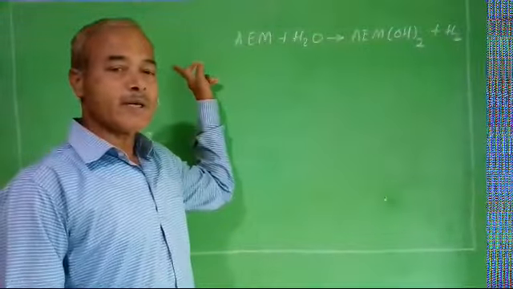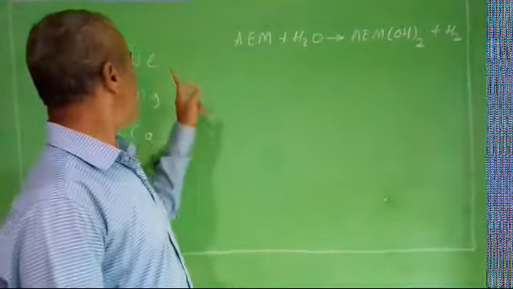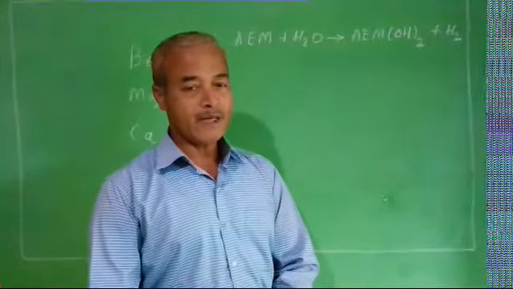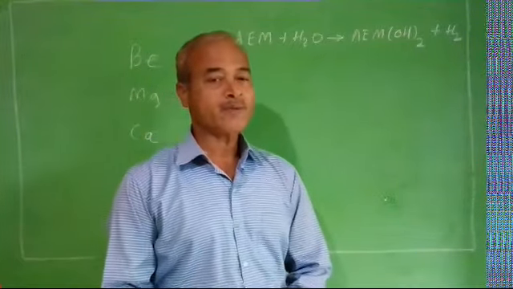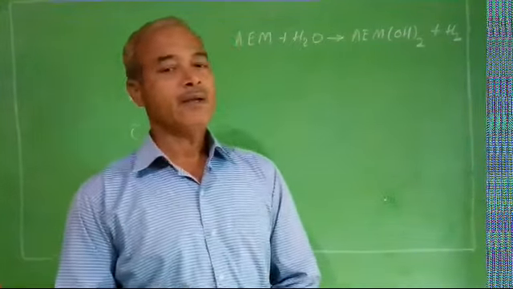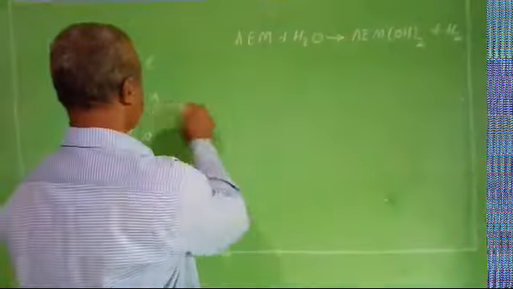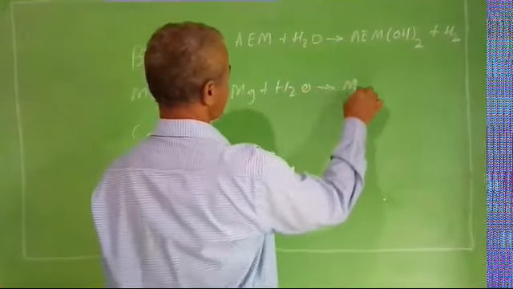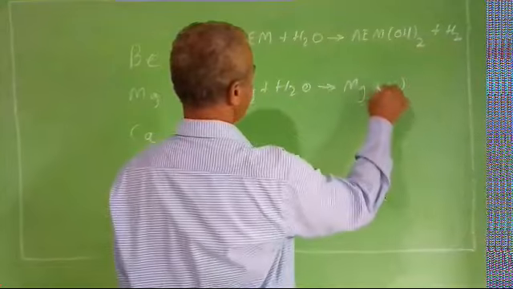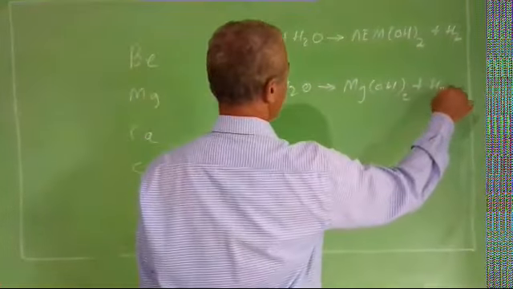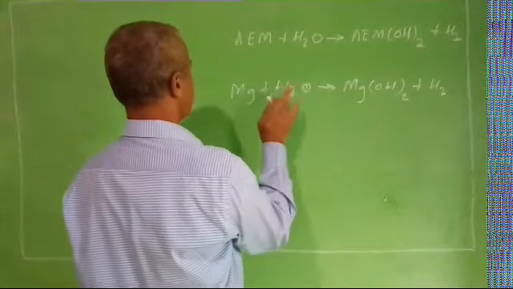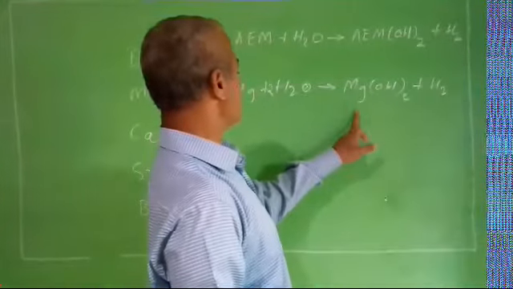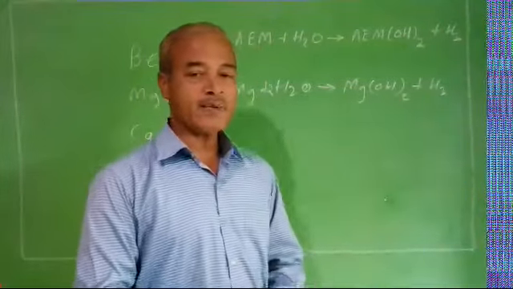Beryllium does not react with water. Magnesium does not react with cold water, but when it reacts with hot water, it forms magnesium hydroxide and hydrogen gas is given. So this reaction is Mg plus H2O gives Mg(OH)2 plus H2. So this will be the balanced equation: Mg plus 2H2O gives Mg(OH)2 plus H2. So magnesium reacts with hot water.